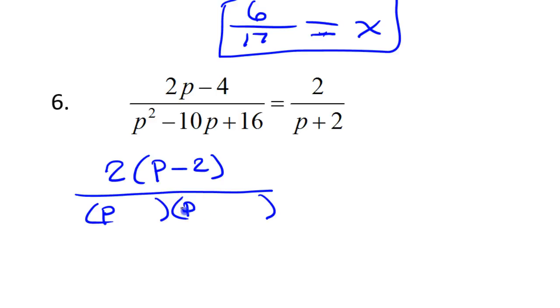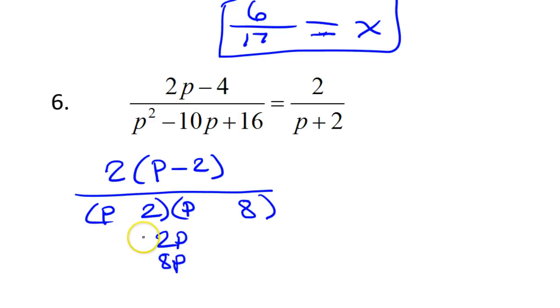Okay, so I've got p times p. 16 could be 4 times 4, but that's not looking promising. How about 2 times 8? Alright, remember, inner plus outer must equal the middle. Inner, I have 2p. Outer, I have 8p.